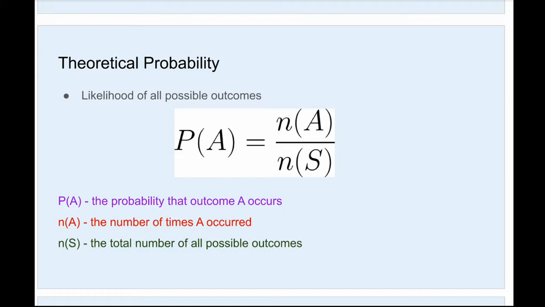n(A) is still the number of times A occurs, or event A, and P(A) is still the probability of outcome A. The difference between theoretical and experimental, theoretical, it's kind of in the name. This is what should happen. Experimental was what did happen. Theoretical is what should happen. It's all based on theory. It's based on what the possible outcomes are and what event I'm looking at. So it's what should happen.